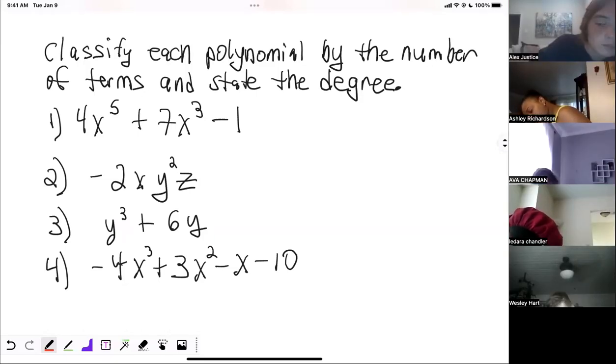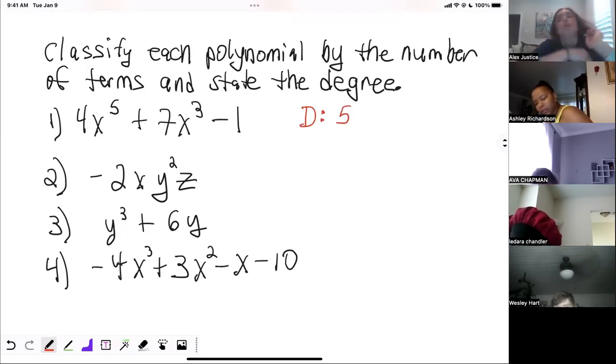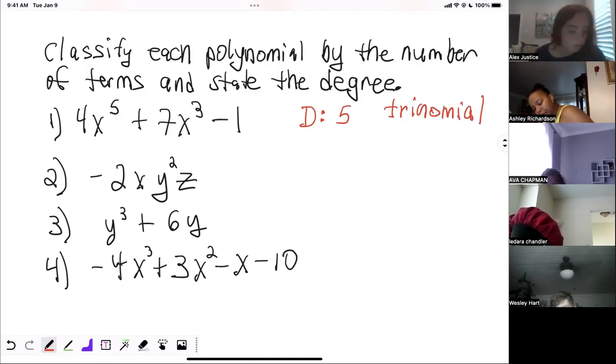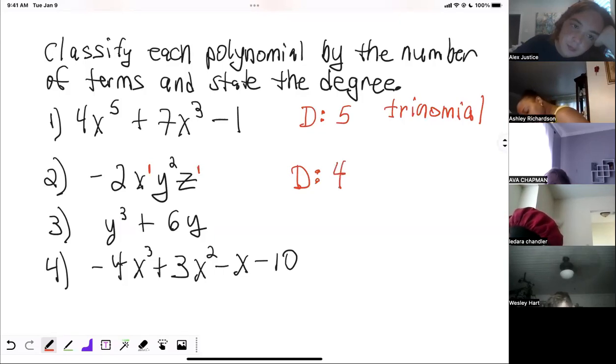All right, number one, I'm just gonna put a little notation. Degree is 5, and it is a trinomial, 3 terms. The second one, degree. Now, this is one where we have more than one variable, so I have to add them up. So x is to the first power, z is also to the first power. If I add up all those exponents, I get a degree of 4. And it's only one term, so it's a monomial. There is no plus or minus. It's a one-term monomial.